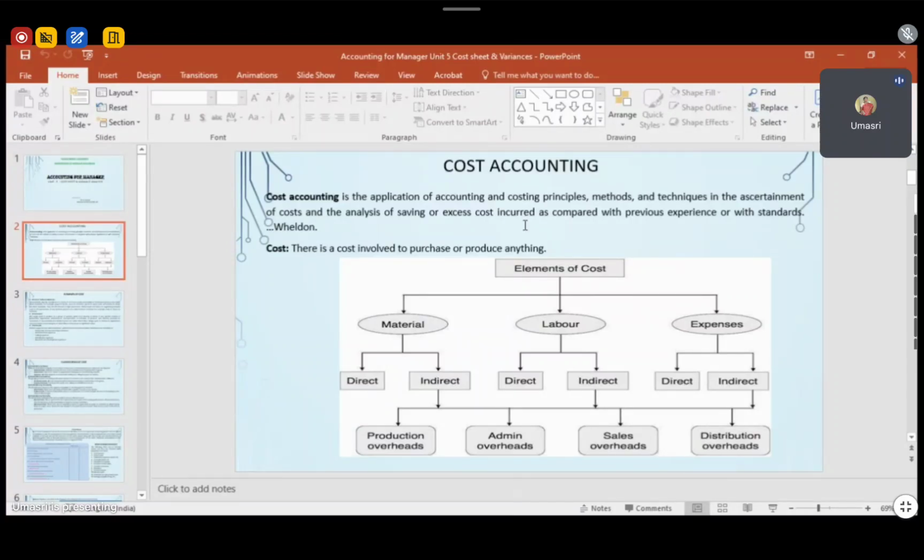So see here, what are the elements of cost? Whatever goods you are making, you have to incur three basic expenditures. What are they? Material, labor, and overheads, right? Material may be direct material and indirect material. Labor is also direct, those directly producing the product per unit. How much wages per unit you are paying, that is direct labor. Indirect labor is supervision salary, manager salary.